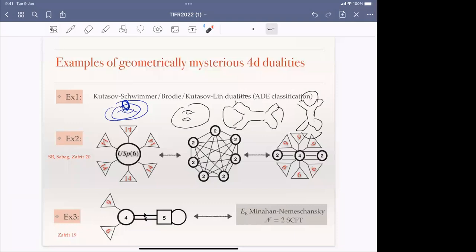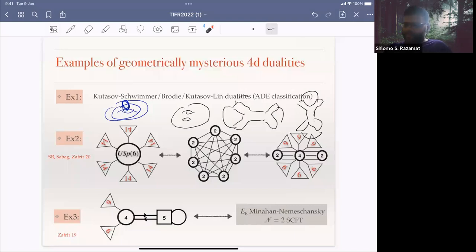Okay. Anyway, you can consider it to be something to be thought of. Yes. Okay. And finally, let me mention another example. These are field theoretic types of dualities. Here is another duality. There is a very simple gauge theory: an SU(4) gauge theory with two antisymmetrics and some number of fundamentals, and a gauge singlet field with some superpotential. The claim is that this is infrared dual to another theory, the E6 Minahan-Nemeshansky theory with N=2 supersymmetry.